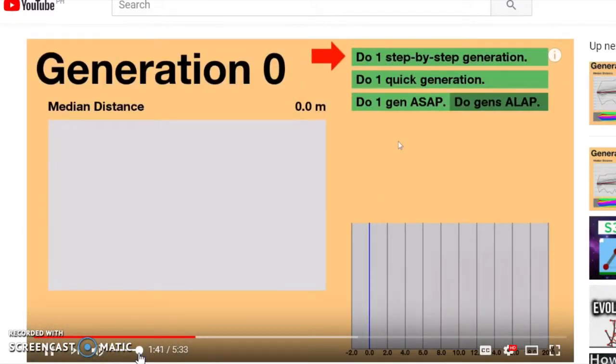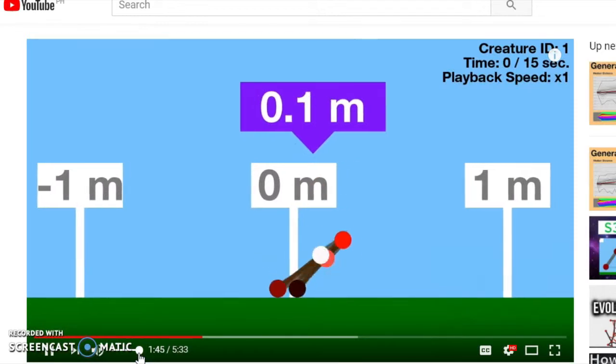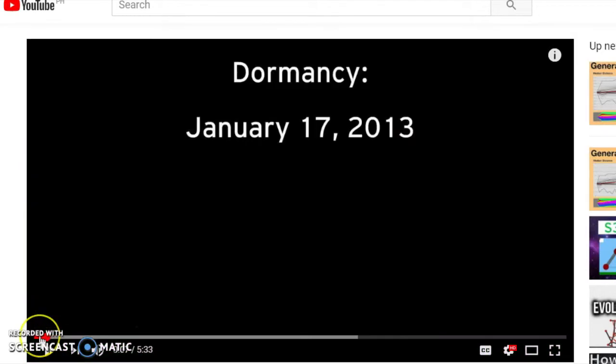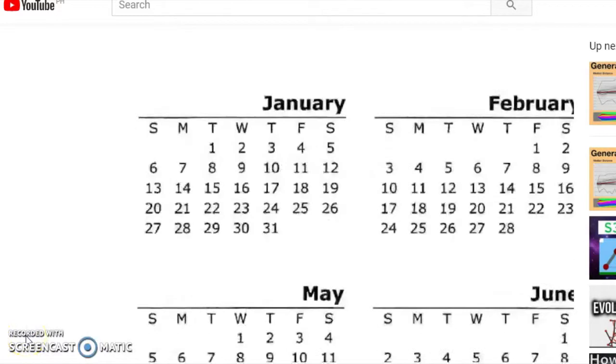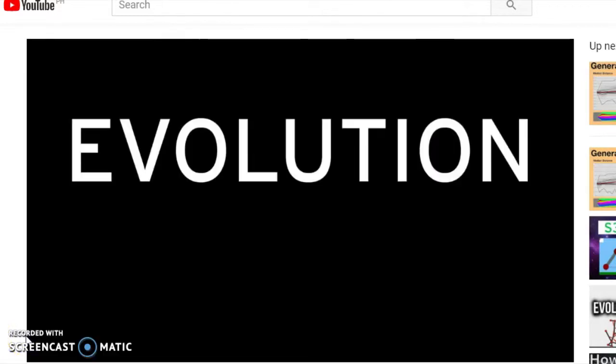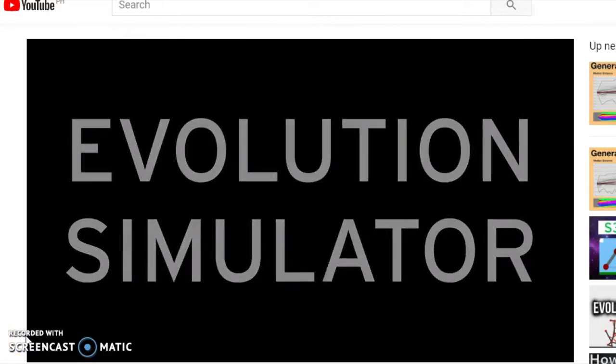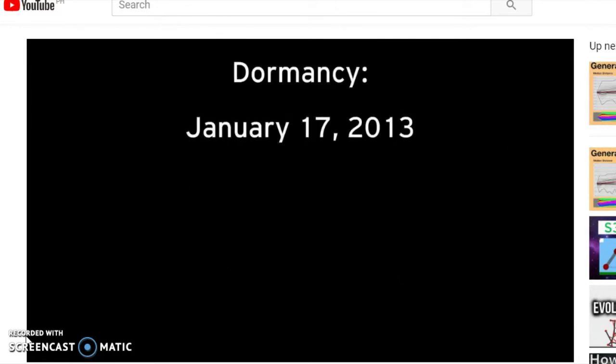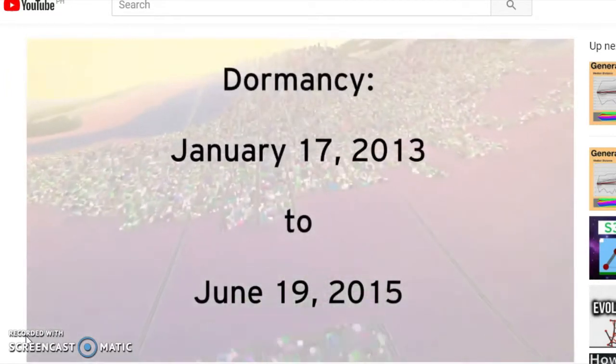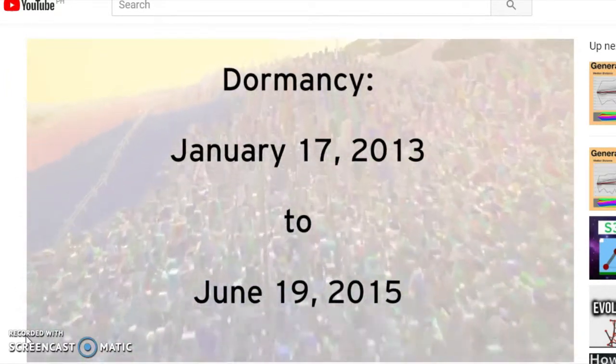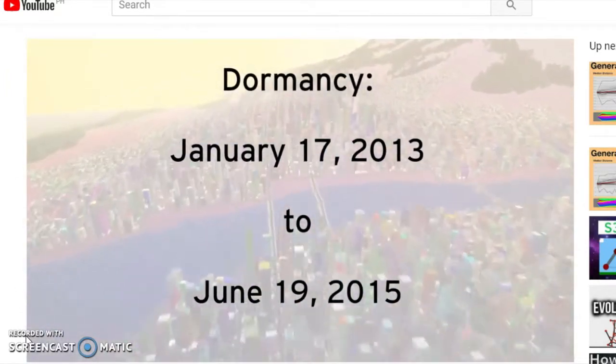Step by step generation to see what's going on behind the scenes with every generation that happens. Here is our first creature! It's got just... for 2.5 years. In January 2013, I started working on an evolution simulator, but I never finished it. The simulator lay dormant for 2.5 years. Until now! Just this week I have resurrected it, and it's time to see the almost finished product!